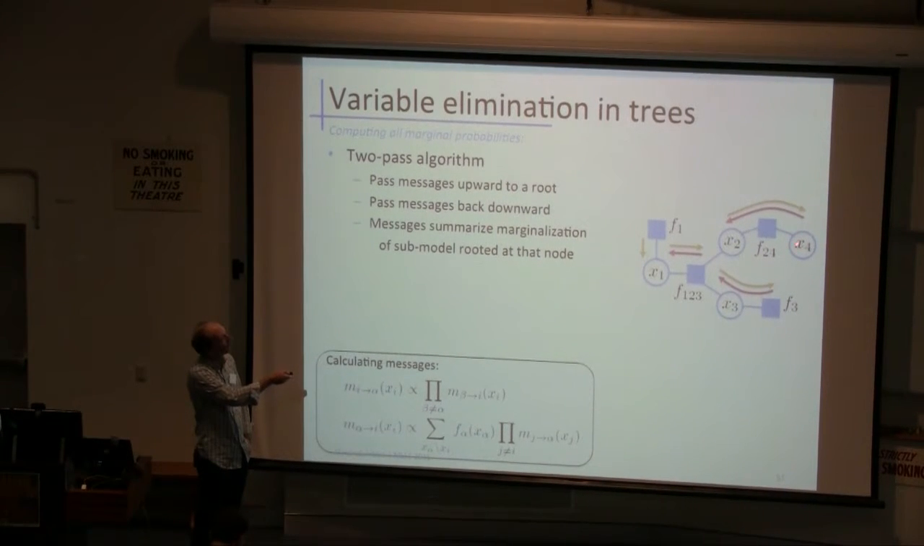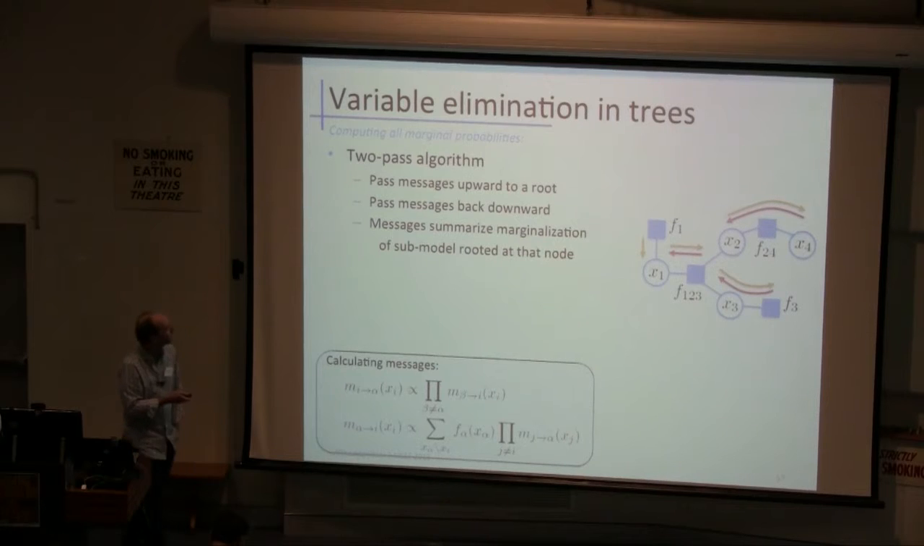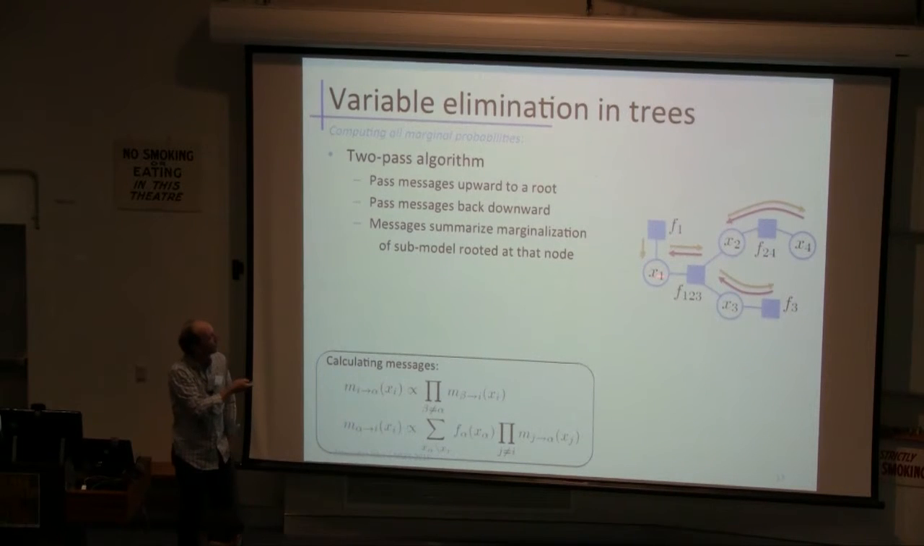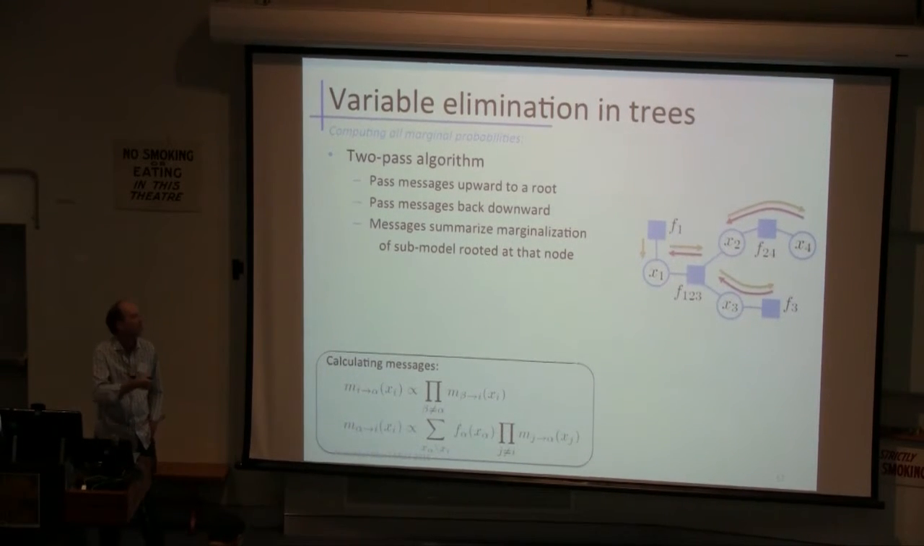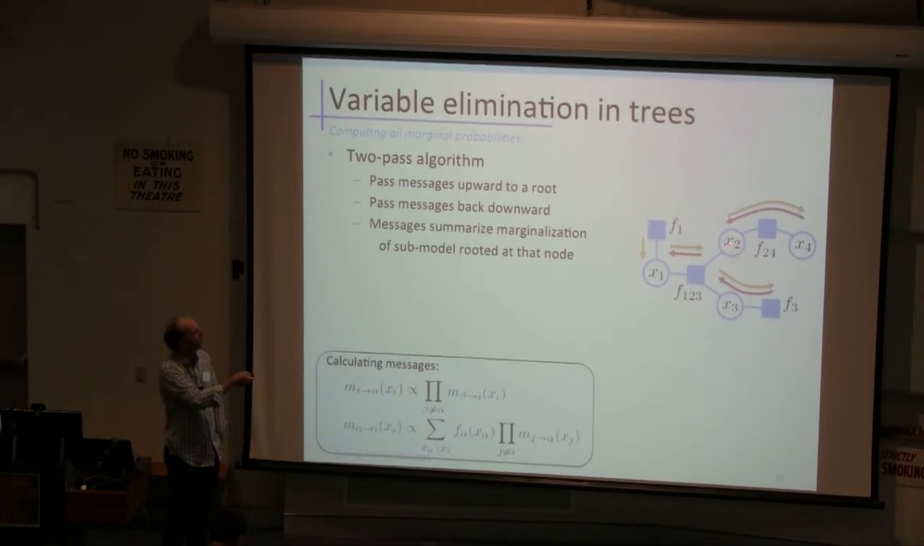So if we want to calculate the marginal at x4, for example, treating this as a rooted tree at this point, we just need this yellow message coming inward. If we want the marginal at x2, treating it as a rooted tree at x2, we need the red message this way, and the yellow message this way, and the red message that way. These messages summarize the marginalization of the tree rooted at that point. So for example, if I root away from x2, these messages are summarizing the marginal of the model below that point.